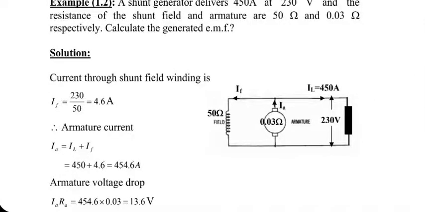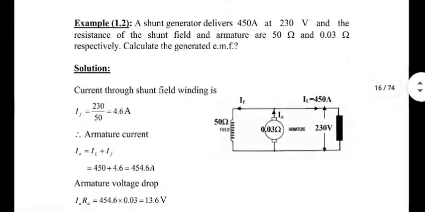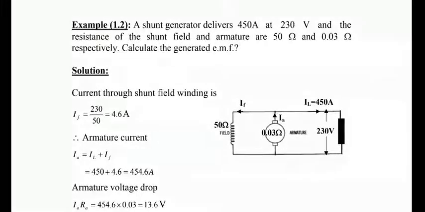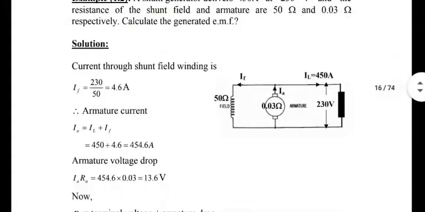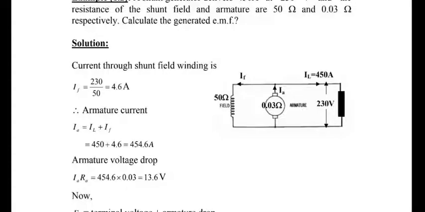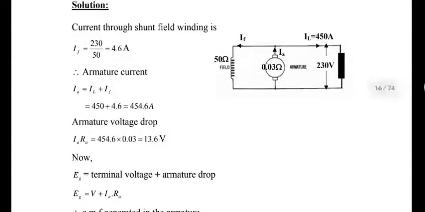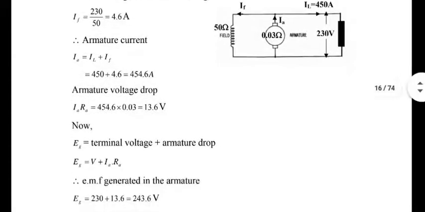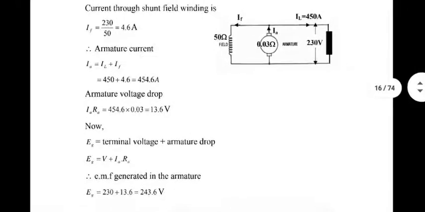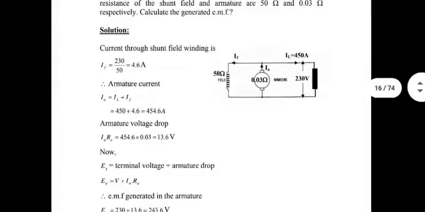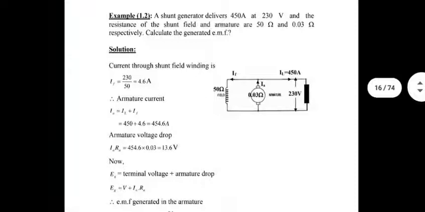Now you apply KVL. So the EMF generated will be 230 volt plus IARA. That's it. It turns out to be 243.6 volts. Calculations are not difficult if you draw the equivalent circuit correctly.